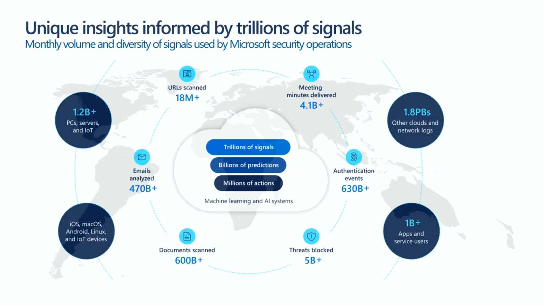We have a unique position where we see a ton of signals, trillions of signals across multiple products, multiple landscapes. We're seeing 630 billion authentication events. We actually get more authentication events in a day than many of our competitors see in a year. But we have billions of emails that are analyzed, URLs that are scanned, where we can see the reputation and help block and protect your users.